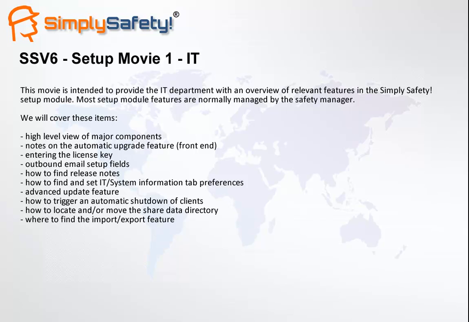This movie is intended to provide the IT department with an overview of relevant features in the Simply Safety setup module. Most setup module features are normally managed by the safety manager. We will cover these items: a high-level overview of major components, notes on the automatic upgrade feature for the front end, entering the license key, outbound email setup fields, how to find release notes, how to find and set IT System Information tab preferences, advanced update feature, how to trigger an automatic shutdown of clients, how to locate and or move the shared data directory, and where to find the import-export feature.